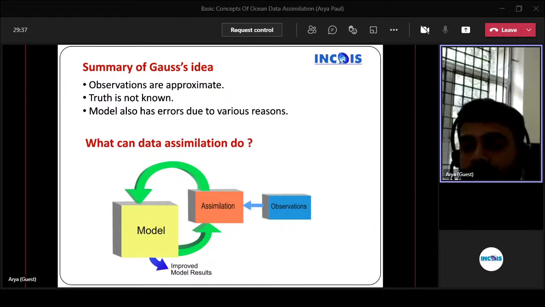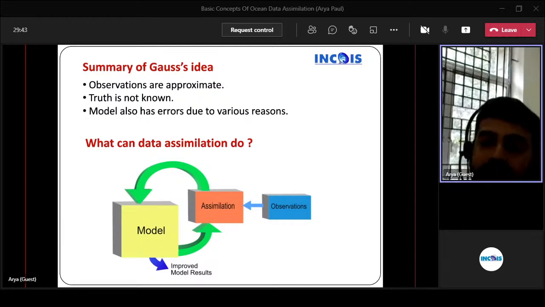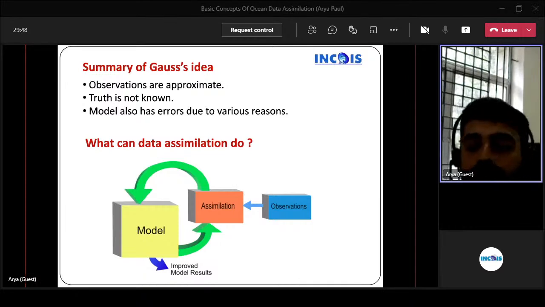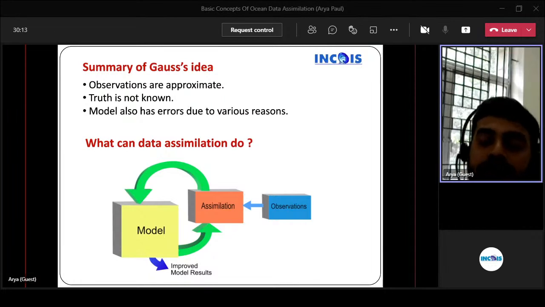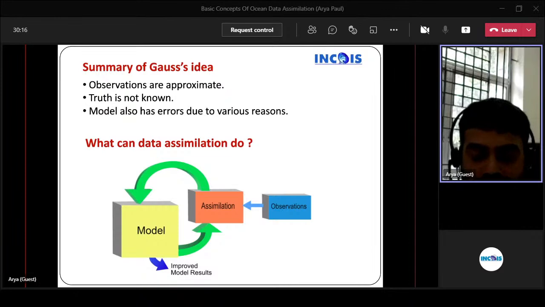So what we do then is try to combine our knowledge of observation and our knowledge of models and come up with an estimate which is closer to the truth than either observation or model is. Now, unlike observations in general, there is a lot of scope for models to have errors, and the reasons vary. They can be because of poorly known initial conditions.